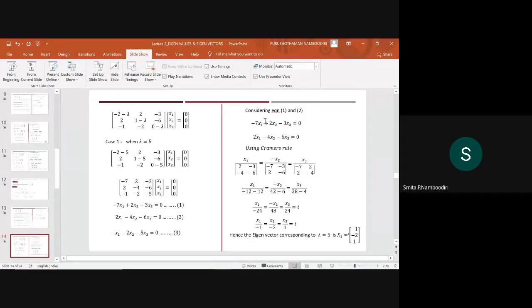So if I choose the first and second equation, then x1 upon 2 minus 3, minus 4 minus 6, minus x2 upon, leaving this out, minus 7 minus 3, 2 minus 6, and x3 upon minus 7 2, 2 minus 4. So minus 12, minus 12, 42 plus 6, 28 minus 4. So minus 24, 48, 24.